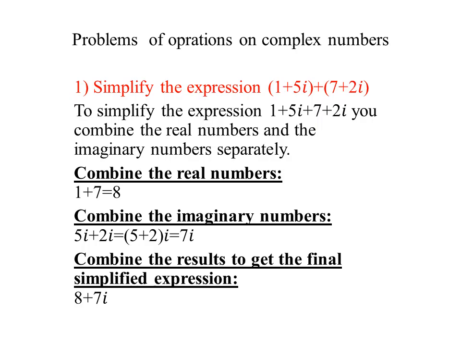Combining the real numbers, we get 1 plus 7 is equal to 8. After this, combining the imaginary numbers, we get 5i plus 2i, that is equal to 7i. After solving both, we combine the results to get the final and simplified answer, that is 8 plus 7i.